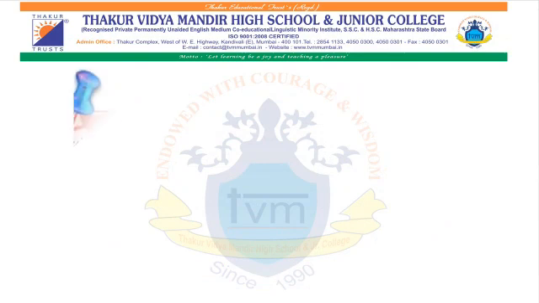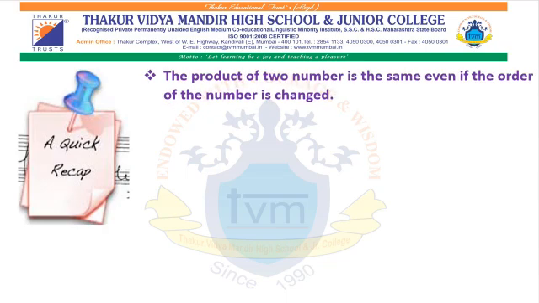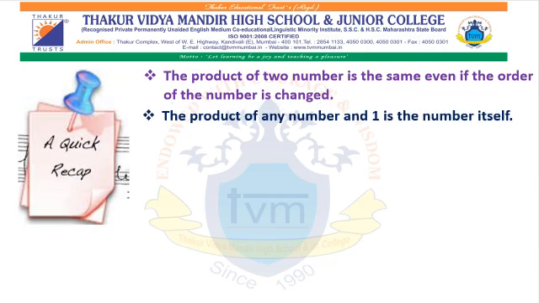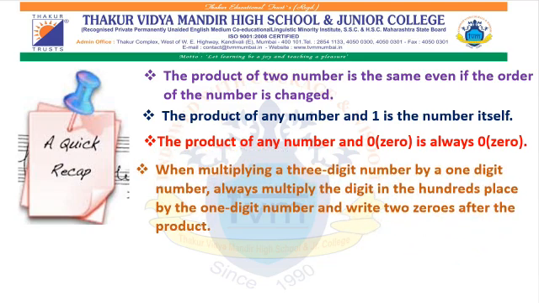Hey kids, let's have a quick recap of what we learned in the previous video. The product of two numbers is the same even if the order of the numbers is changed. The product of any number and 1 is the number itself. The product of any number and 0 is always 0. When multiplying a 3-digit number by a 1-digit number, always multiply the digit in the hundreds place by the 1-digit number and write 2 zeros after the product.